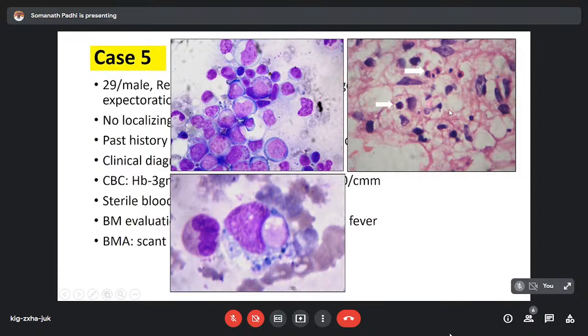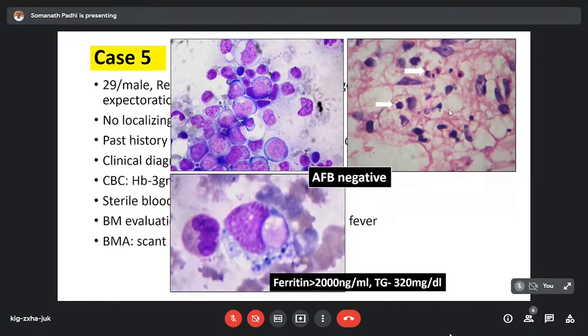On trephine, there were again sheets of these histiocytes, non-epithelioid, non-granulomatous, with no organisms, no necrosis, no fibrosis, but histiocytes engulfing the cells. Because of the many histiocytes, AFB was done, which was negative. Then we asked for the ferritin, which was elevated, more than 2000. Triglyceride was 320, along with SGOT and SGPT changes.